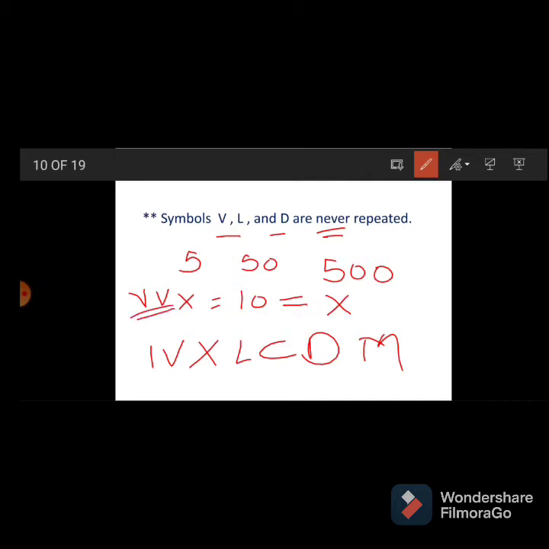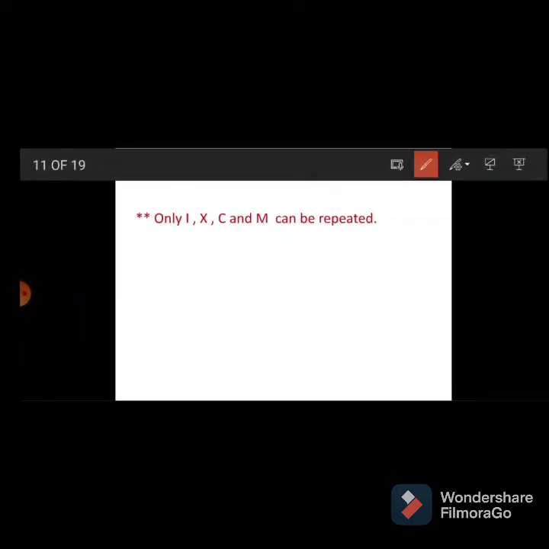Okay, and then see the next rule. Only I, X, C and M can be repeated. Means, example, see the first example. Suppose we want to write 3 in Roman numerals, then how to write? I 3 times, means the symbol I is repeated. Okay, but how many times? Only 3 times, not more than 3 times.